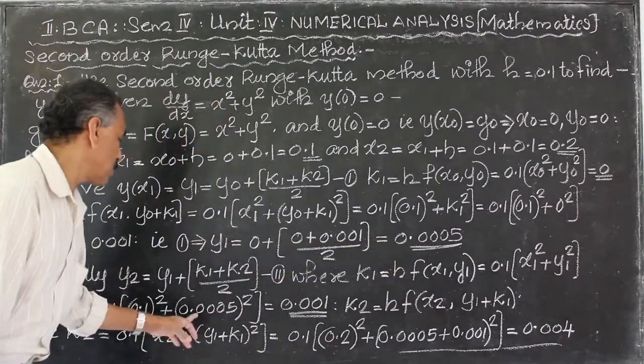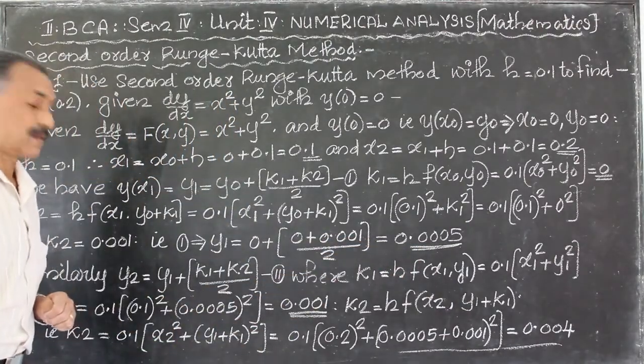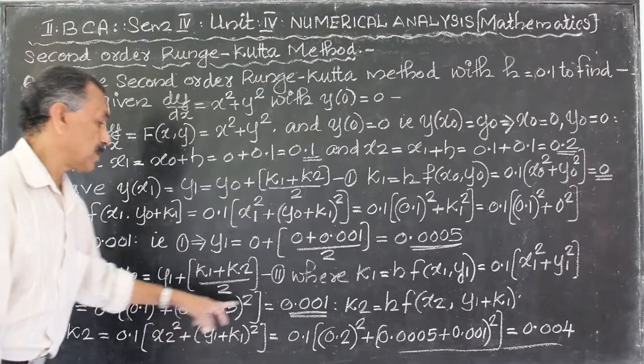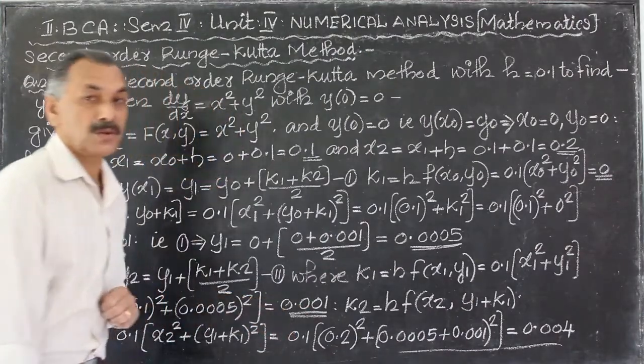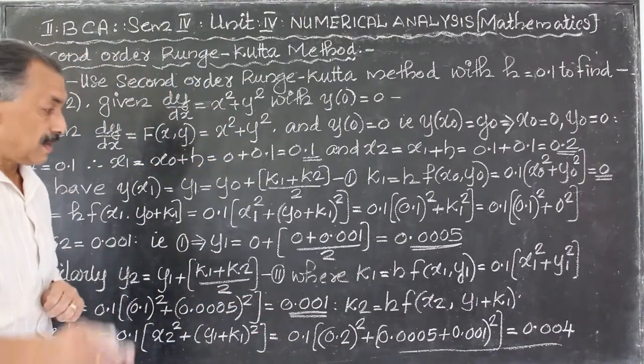Y1 is equal to 0.005. What is k1? It is 0.1 into (x1 square plus y1 square), which is equal to 0.001. And similarly, what is k2?